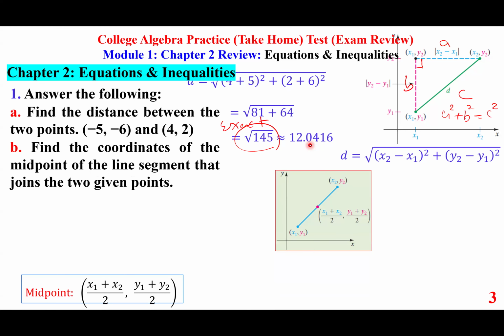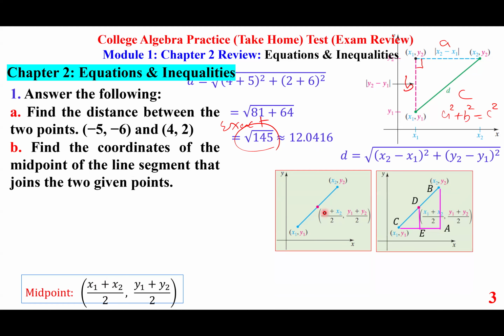Now, to find the midpoint, you add up the x coordinates divided by 2, and you add up the y coordinates divided by 2. That's how you find the midpoint. A quick justification: if you draw a line parallel to the x-axis here, and two line segments parallel to the y-axis here, and remember, this is point C, point B, and this is the midpoint. D is in the middle of the two.